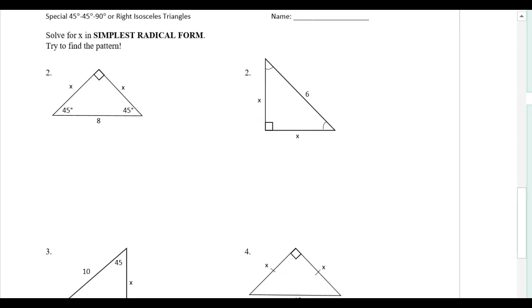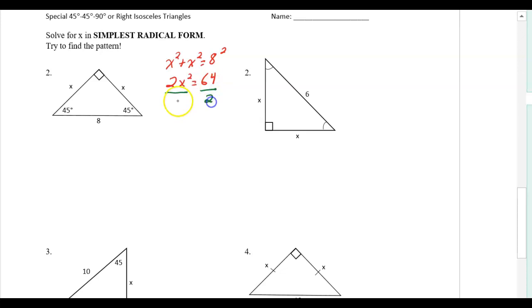Hello geometry students. Today's learning target is to find the legs of a right isosceles triangle when you are given the hypotenuse. So if we look at example number 2, I would use Pythagorean theorem and I would say x squared plus x squared is 8 squared. Solving this, 2x squared is equal to 64.